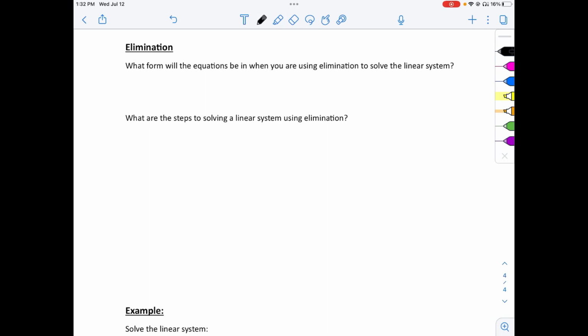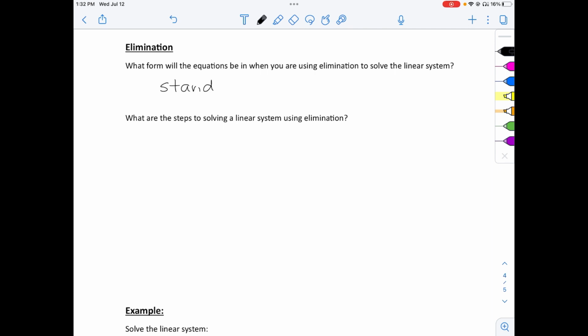The second algebraic method of solving linear systems is called elimination. So this can be used similar to substitution. You can use it for any linear system, but sometimes it is easier and more noticeable to use. When you are using elimination, most likely both of your equations are going to be in standard form.